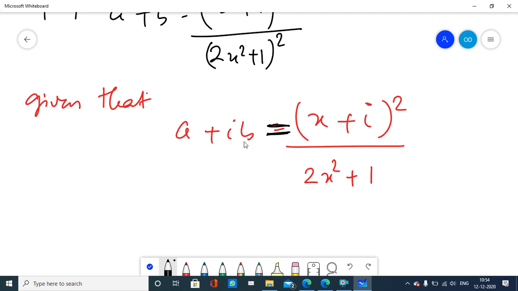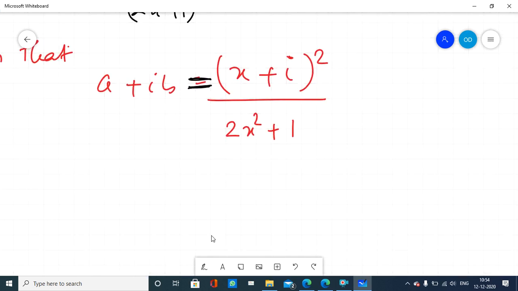The imaginary part of the complex number on the left hand side, that is b, must be equal to the imaginary part of the complex number on the right hand side. But there is still a problem. On the right hand side, this complex number is not in its standard form.